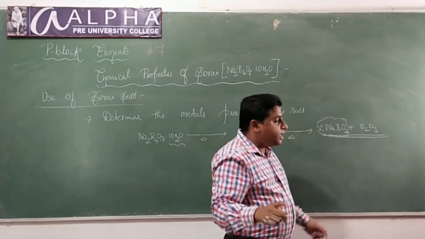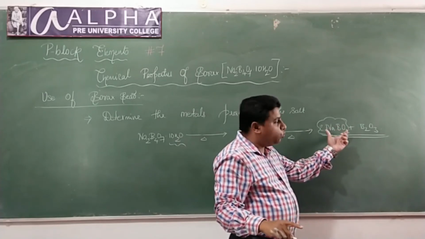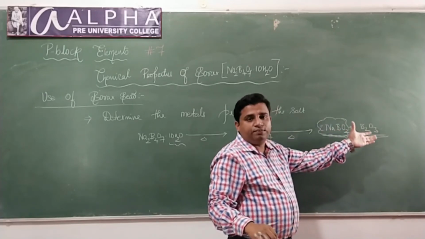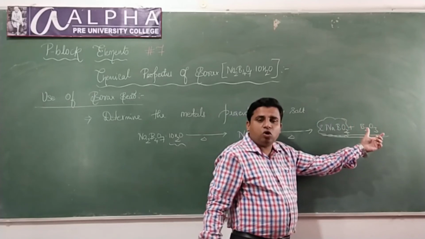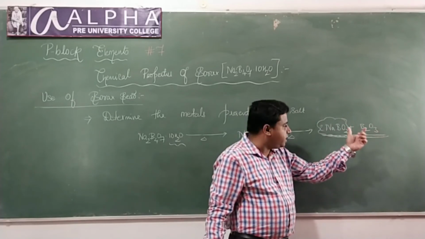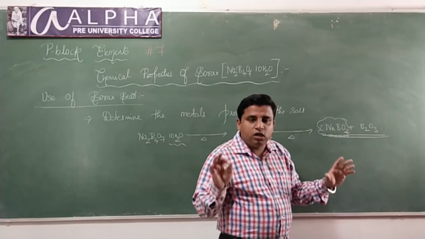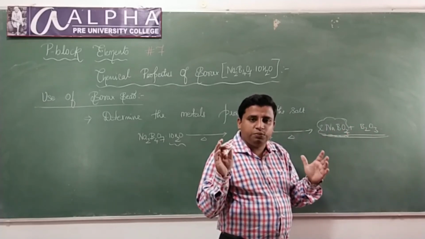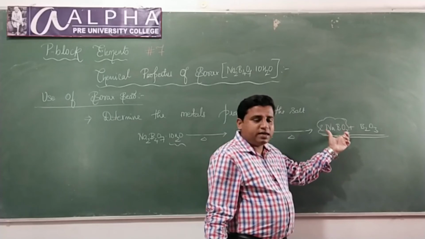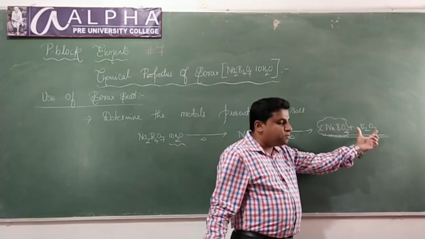Borax bead consists of what? NaBO2 plus B2O3. What is B2O3? It is called boric anhydride, isn't it? And what is NaBO2? Clear? Any doubts? So what is the resultant of borax bead? The borax bead consists of NaBO2 plus B2O3.